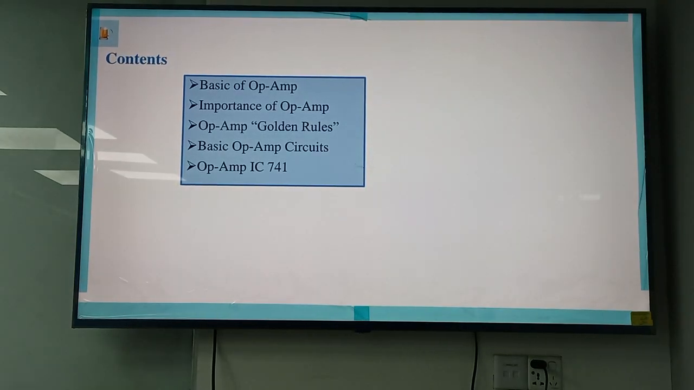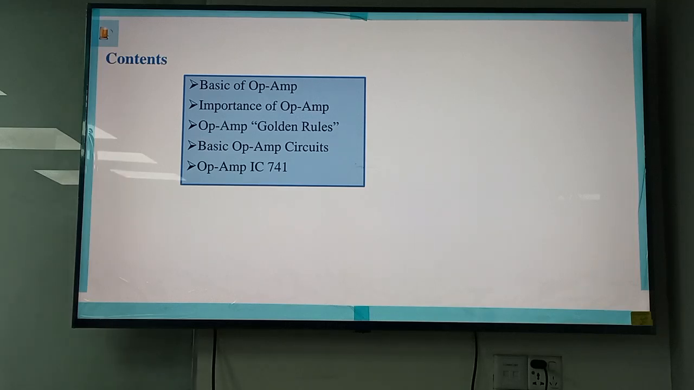Okay. So in today's class, we will discuss the basics of the operational amplifier, and then we will discuss the importance of the op-amp, that is, why we use op-amps in our daily life. After that, when you use an op-amp in a specific circuit, we have to analyze that circuit, right? In that case, there are some assumptions we have to make to solve the circuits, and that is the op-amp golden rule. Many people say this is the assumption of the op-amp.